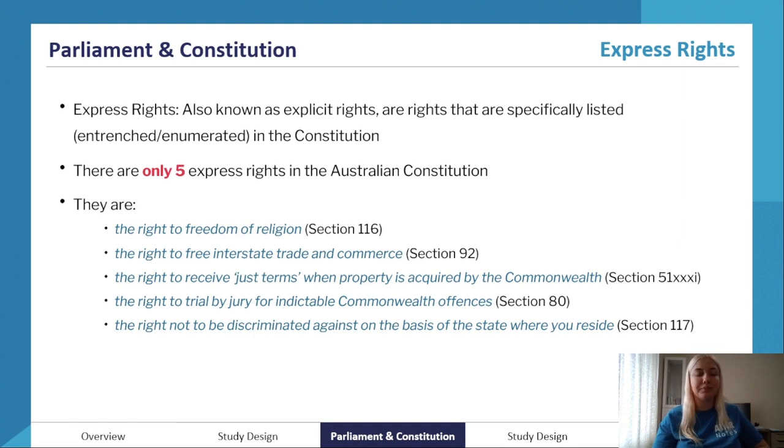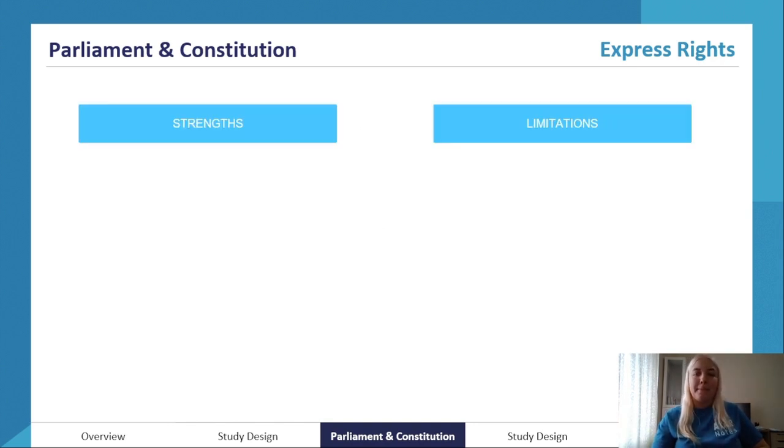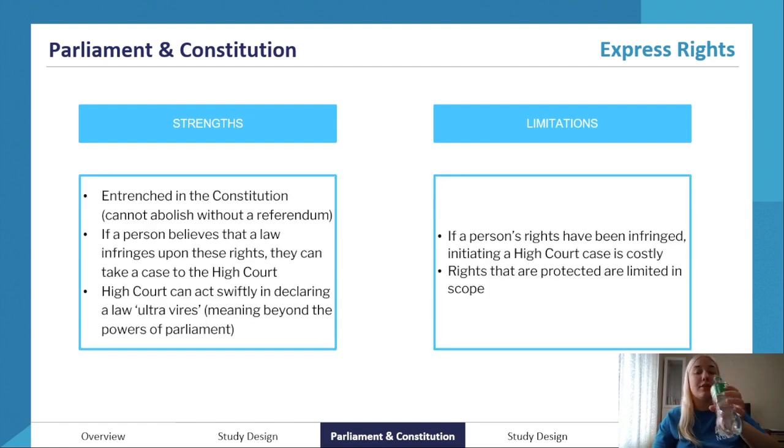And then the last express right is the right to not be discriminated against on the basis of the state where you reside, which is under Section 117. Again, only Commonwealth level. What this refers to is the idea that you should be able to move from one state to another, and you should not experience any difference in treatment or any discrimination. So you should have the same opportunities to apply for jobs, apply for accommodation, have to deal with the same salaries and the same costs as any other person living in that state to which you're moving or traveling to. Cool. So what are the strengths and limitations we need to be able to discuss?